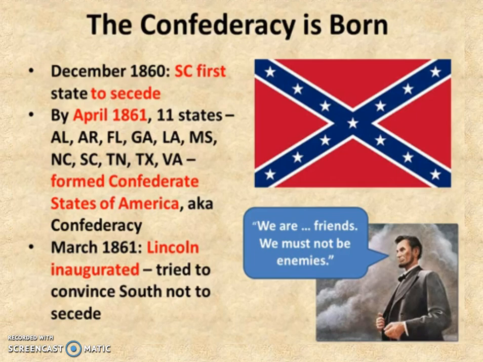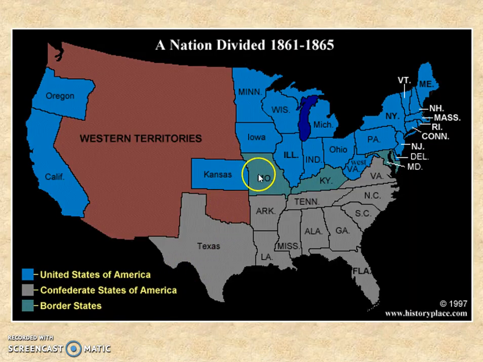So in December 1860, South Carolina becomes the first state to secede, which means to leave the Union, and by April 1861 they are joined by 10 others to form the Confederate States of America, also known as the Confederacy. When he's inaugurated, Lincoln asked them to not secede, but by this time the die is cast and the decision has been made. So here we show a map of the United States during the Civil War. The blue states are those that remained with the Union. The gray states are the Confederate states, the 11 states there. And these green ones here are called the border states because they still allowed slavery, but they chose to stay with the Union rather than to secede with the Confederacy.